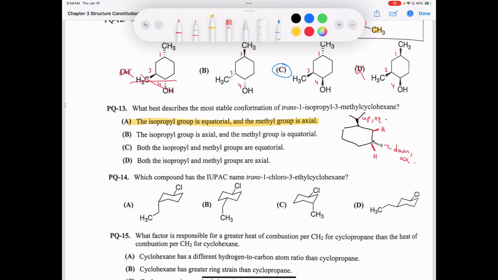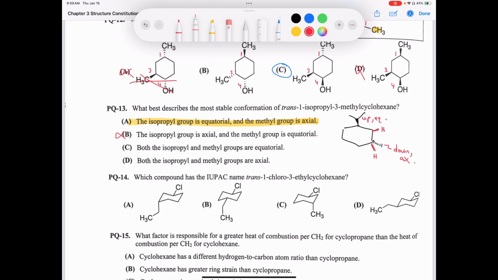You certainly wouldn't want it the reverse, where the isopropyl group is axial and the methyl group is equatorial, right? Because the isopropyl group is going to be higher energy because it has more or higher energy 1,3-diaxial interactions, and there's no way that they can both be equatorial or both be axial.